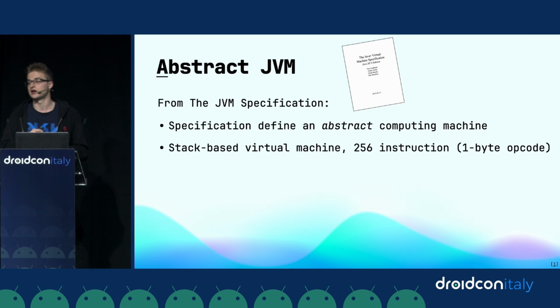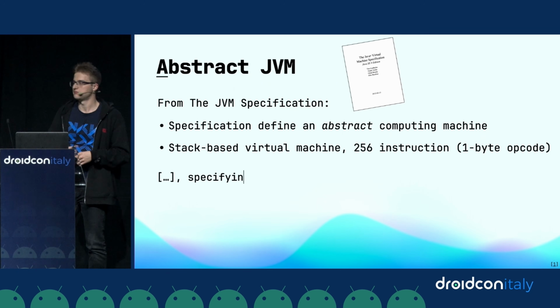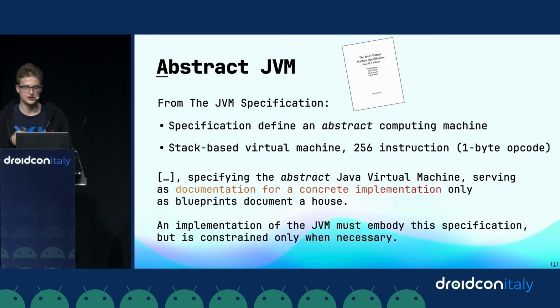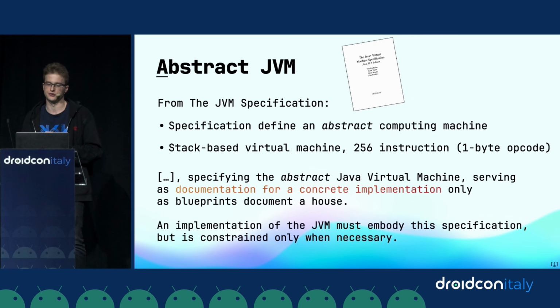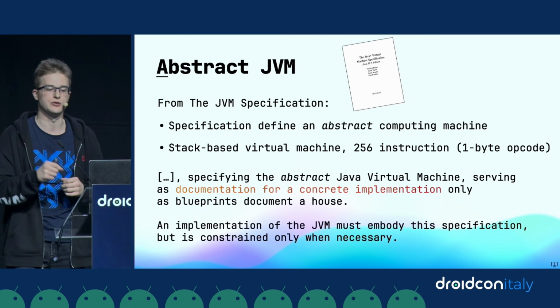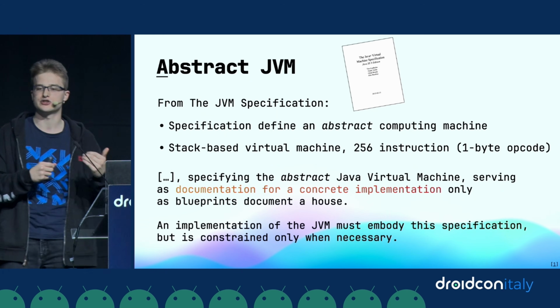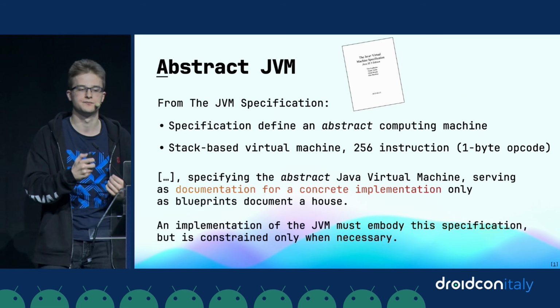And it actually has only 256 instructions, which is why it's called bytecode, because it has 1 byte of operation code. And I don't like to quote usually, but I read the specification and I wanted to read that out for you because I think it's beneficial. It says, specifying the abstract Java virtual machine serves as documentation for a concrete implementation only as blueprints document a house. An implementation of the JVM must embody the specification, but is constrained only when necessary, meaning that it's just the core points that need to be fixed by the people that implement the language and the JVM.